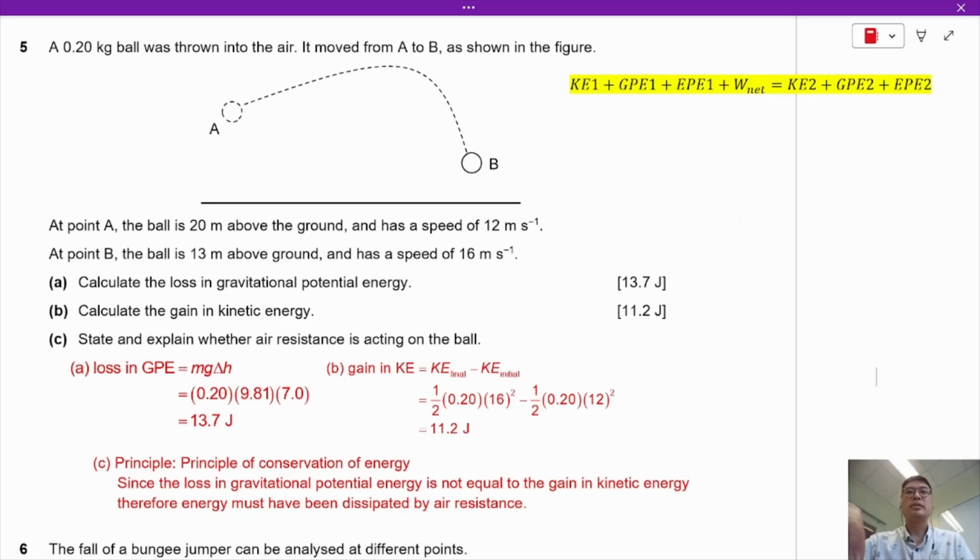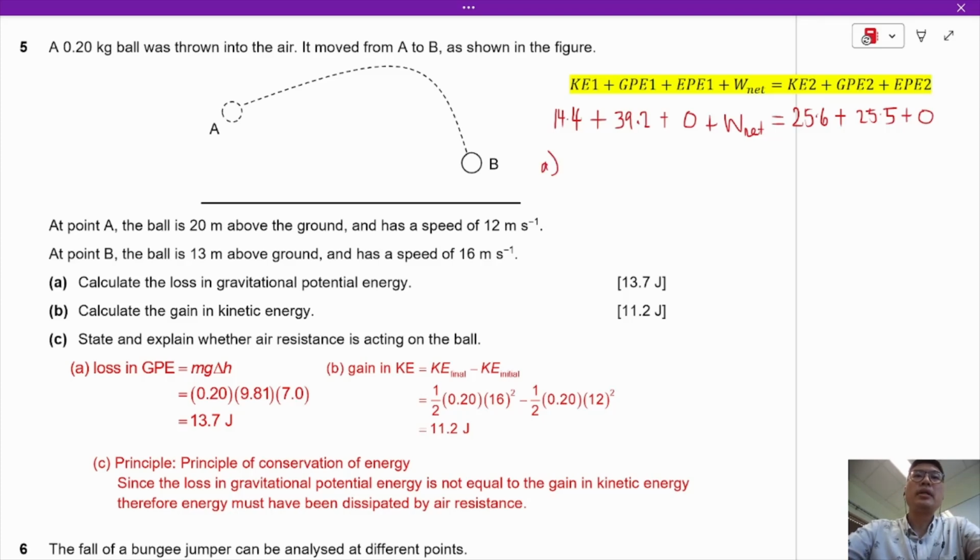The concept in this question is the formula for the conservation of mechanical energy. So all we need to do is work out the KE and GPE at every point that's interesting to us. We'll work out the KE at point A first, which is 14.4 joules. And we can do the same for the GPE at point A, the KE at point B, and the GPE at point B. Once you've done that, these are all the values that you get. And you can see that the KE has increased, but the GPE has decreased.